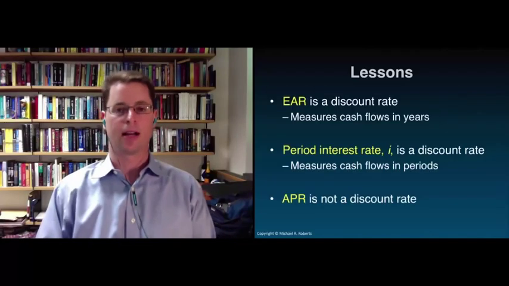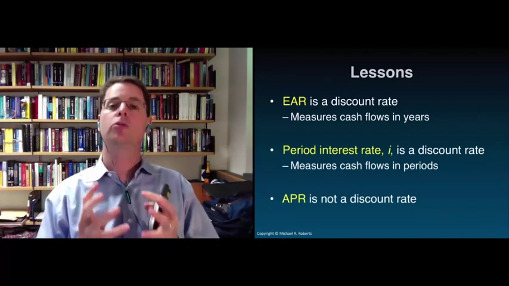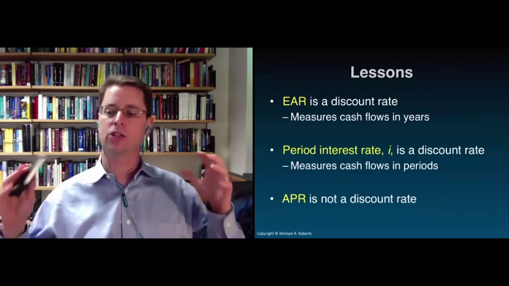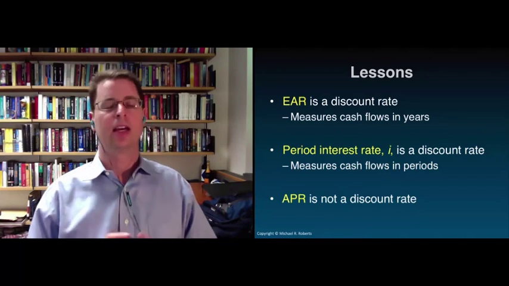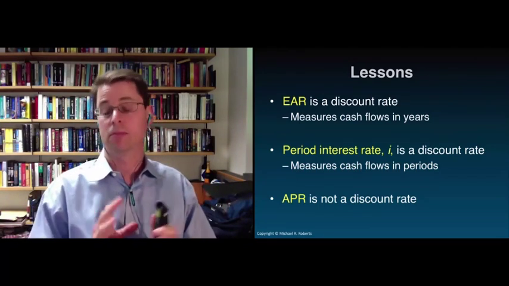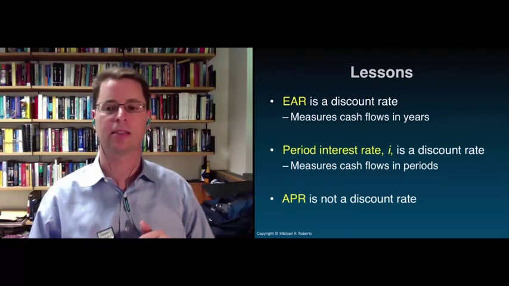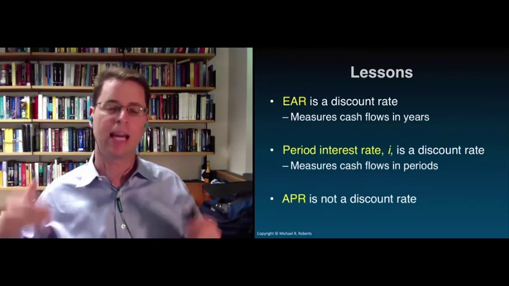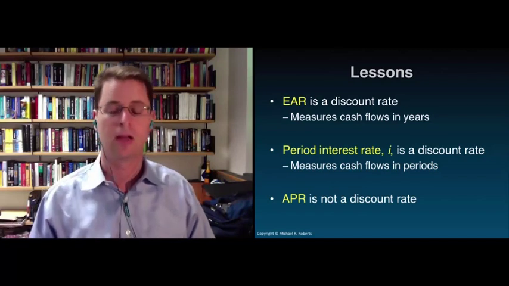All right, so let's summarize. We learned that there are two discount rates depending on what units of time we want to work with. If we want to think in terms of periods, we want to use a periodic discount rate. That's I. If we want to work in years, we want to use the EAR, the effective annual rate, which relies on cash flows measured in years. Both of these are discount rates. They'll both get us to the same end result, but we have to be consistent in terms of how we measure time with which discount rate we use.